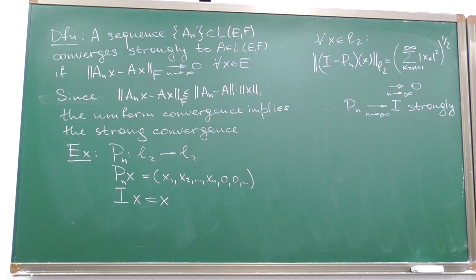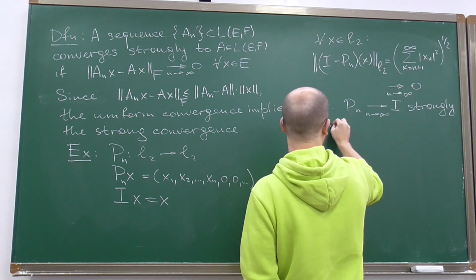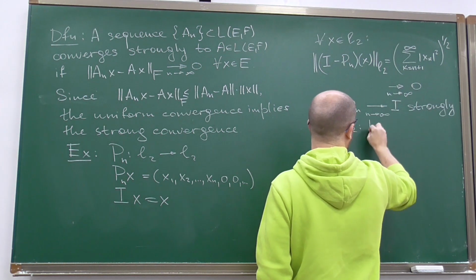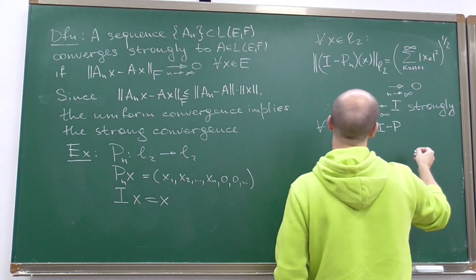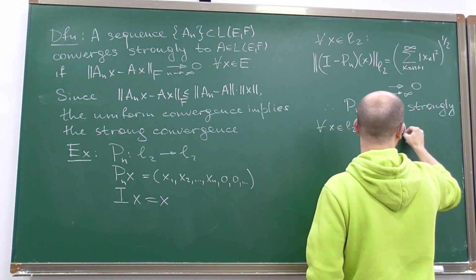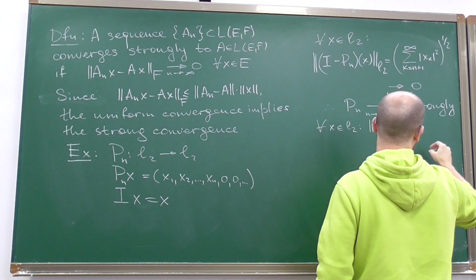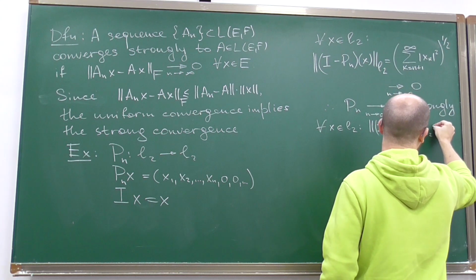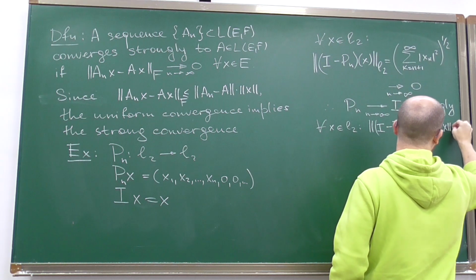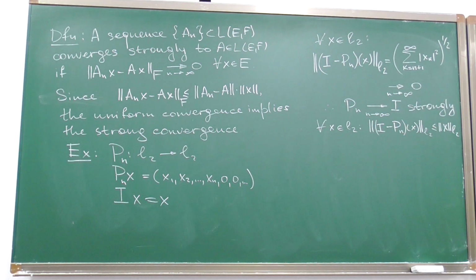On the other hand, also for every x from L2, the norm of identity minus Pn of x in L2 is less than or equal to the norm of x in L2. So the left-hand side equals to this. On the right, we have this sum from 0, well, from 1. We're indexing the sequences from 1. Which tells us that the norm of this operator, identity minus Pn, is less than 1.